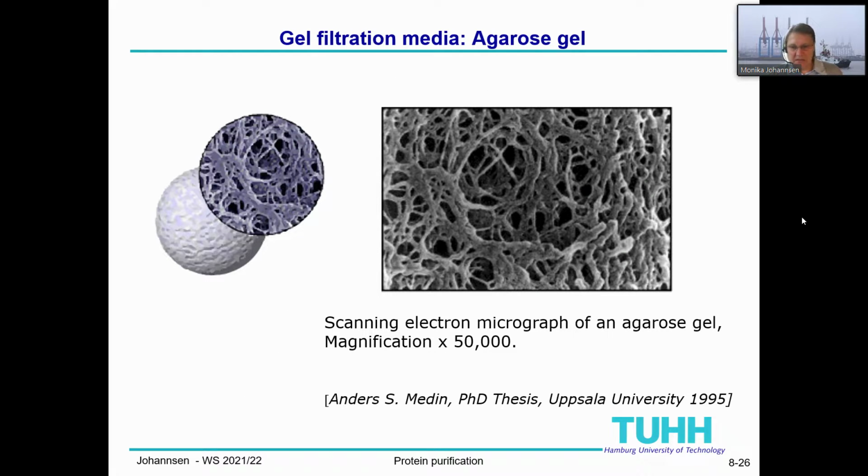This is a scanning electron micrograph of an agarose gel, just to get an idea of how it looks. You can see it's a highly porous material, and you can imagine that the molecules will have longer and shorter ways going through this material.